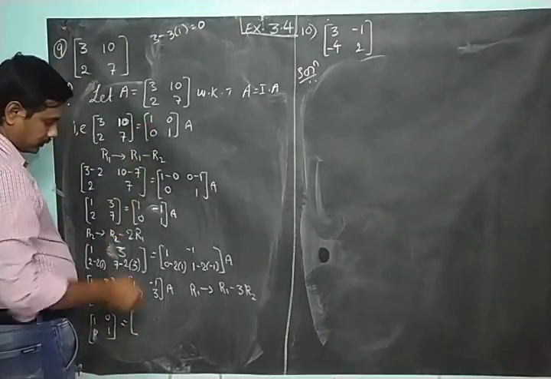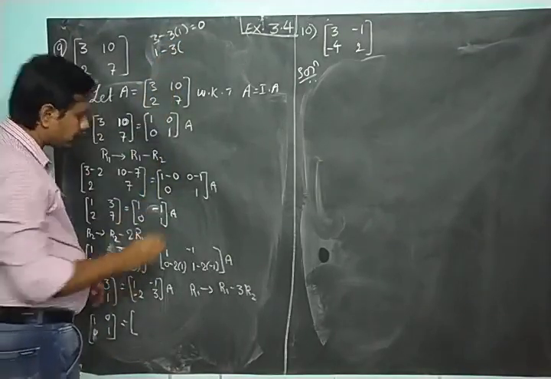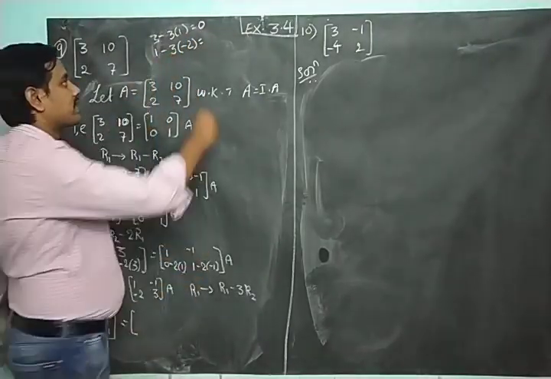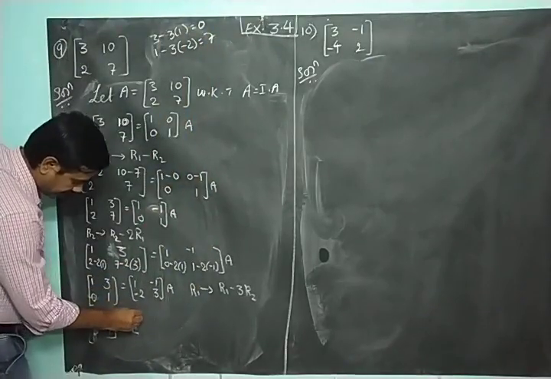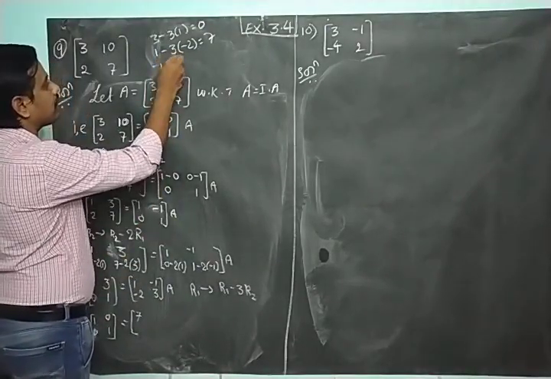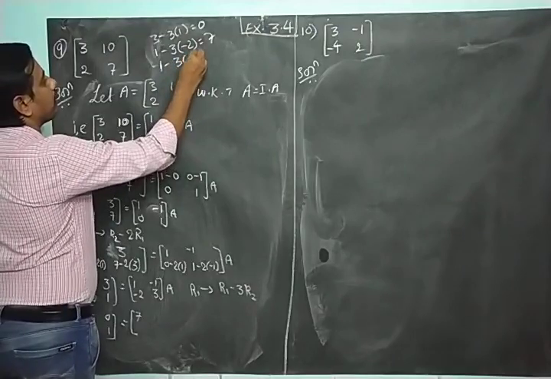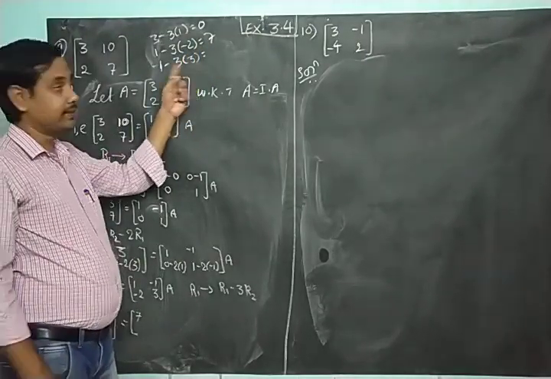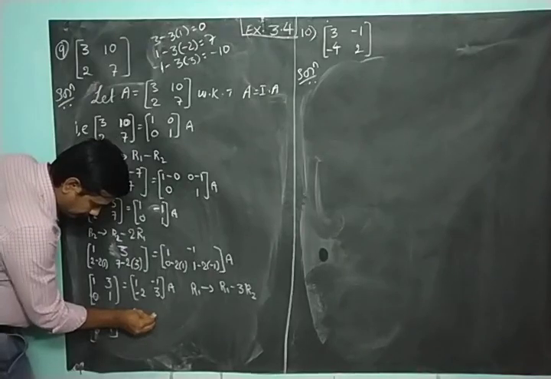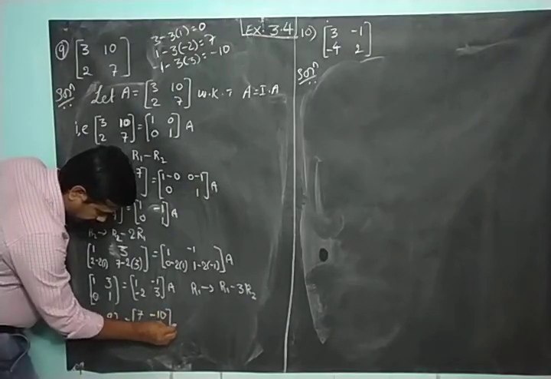Now R1 is 1 here, minus 3 into R2, which is minus 2. Minus 3 into minus 2 is plus 6. 1 plus 6 is 7. So I will get 7 here. Then the same thing: R1 is minus 1, R2 is 3. 3 into 3 is 9. So minus 1 minus 9 is minus 10. And this is minus 2. This is 3, into A.